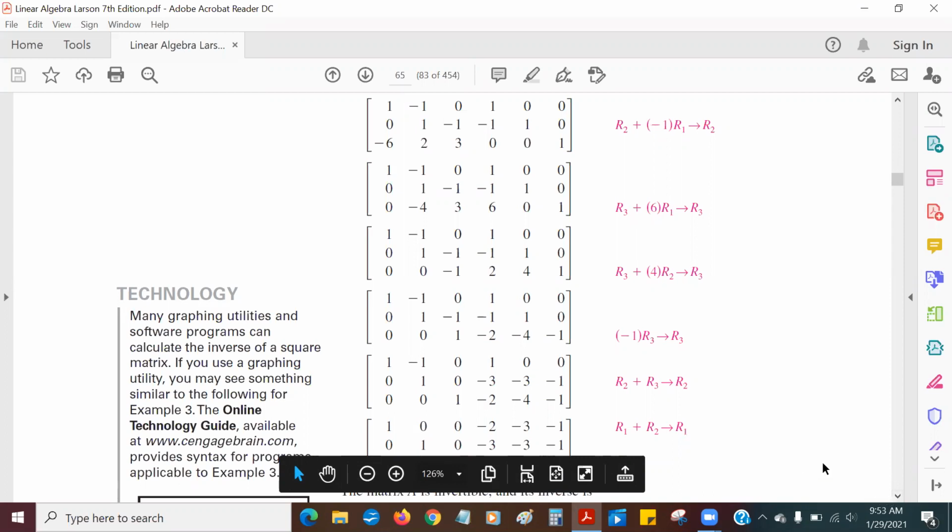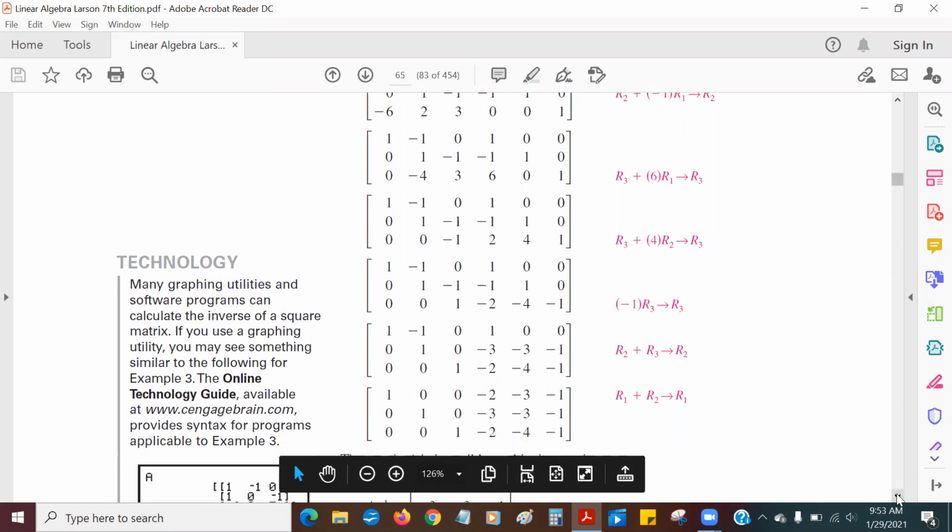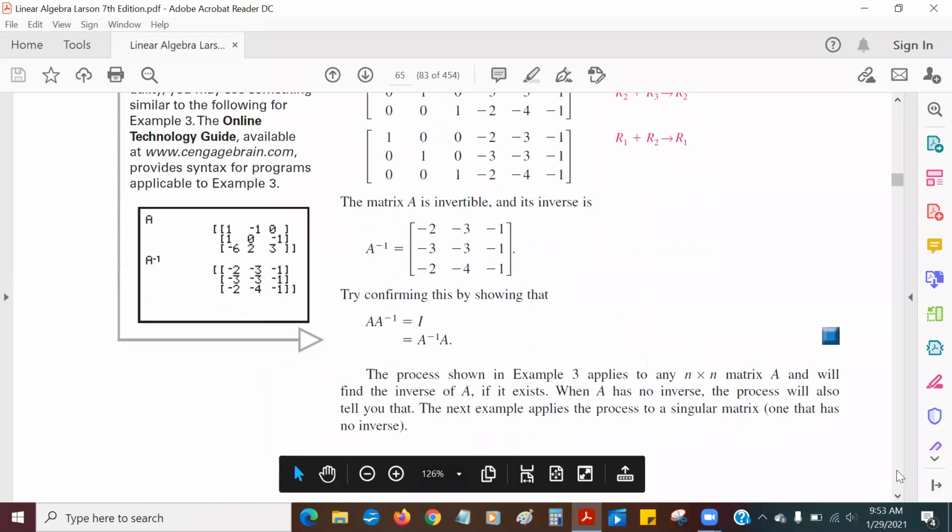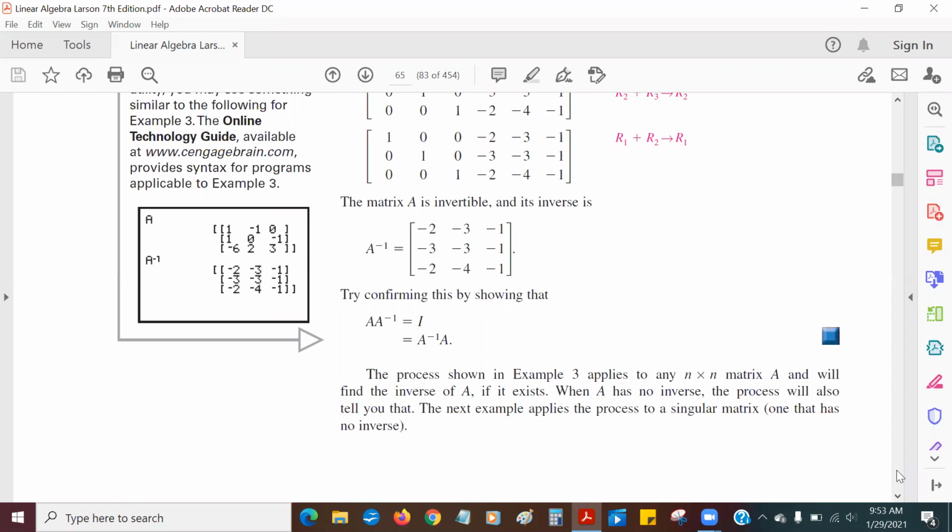And what we're saying now is that this matrix here, -2, -3, -1, -3, -3, -1, -2, -4, -1, that 3x3 matrix is the inverse of our original matrix. And again, you could multiply it out just to verify it, or confirm it, whatever you want to say.